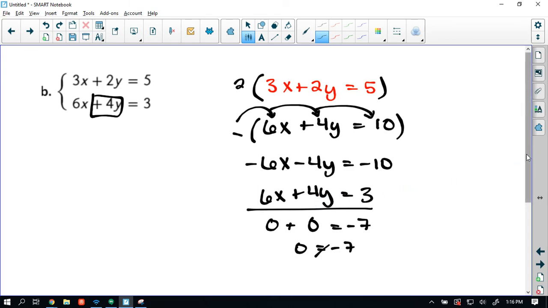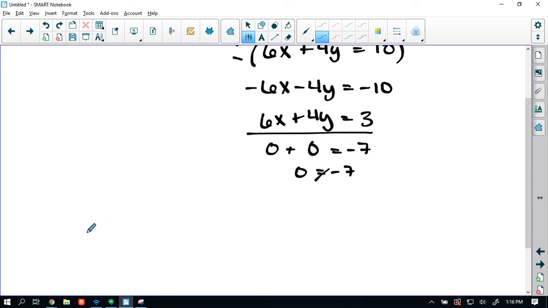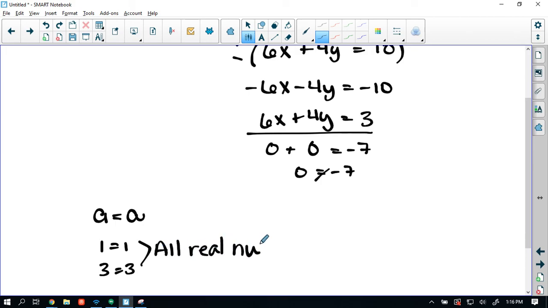And again, when you have a situation like this, 0 does not equal 7, and that means that you have no solution. Now, if you get in a situation where you have some number a equals another number a, and these are the same number, like 1 equals 1 or 3 equals 3, this type of situation is all real numbers. And this right here is a no solution.